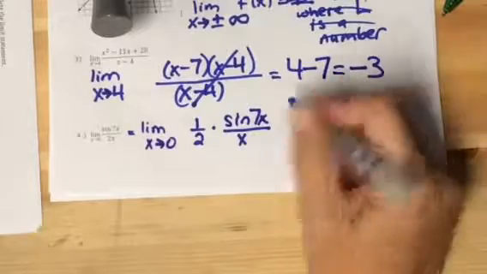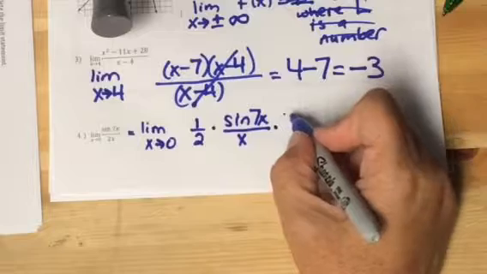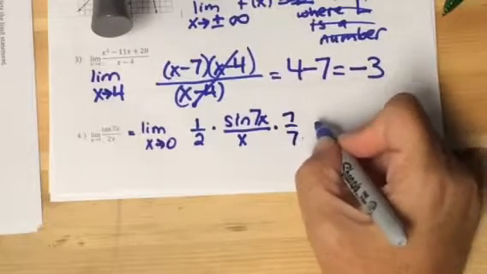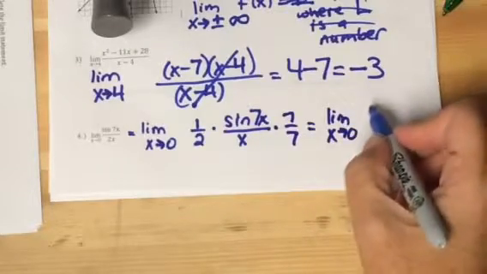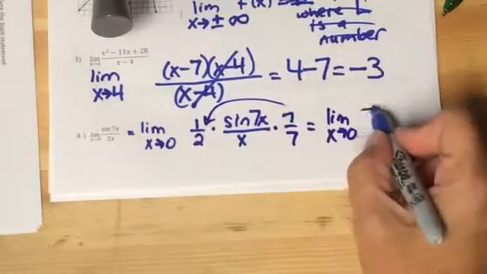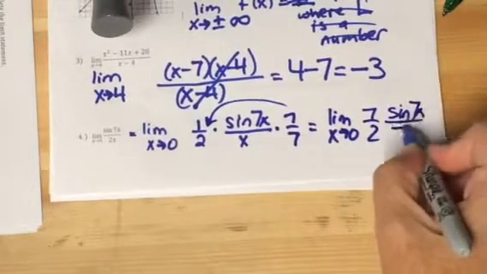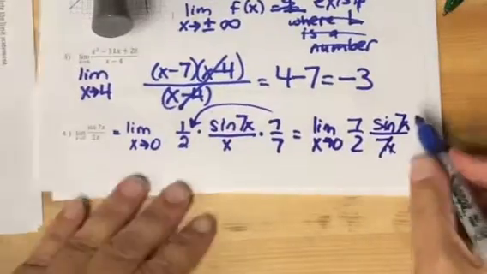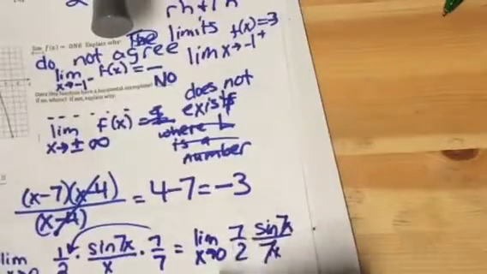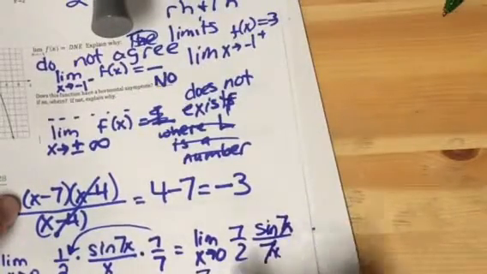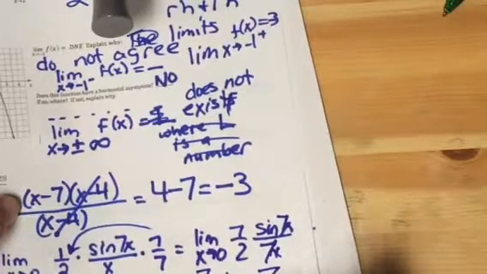And then what I need here is I need a 7 on the bottom, right? So I'm going to multiply top and bottom by 7. That gets me the limit as x approaches 0 of, I'm going to put this 7 over here, 7 over 2 times sine 7x over 7x. And the limit of 7 over 2 is 7 over 2. The limit of sine u over u is 1. So my answer is 7/2.